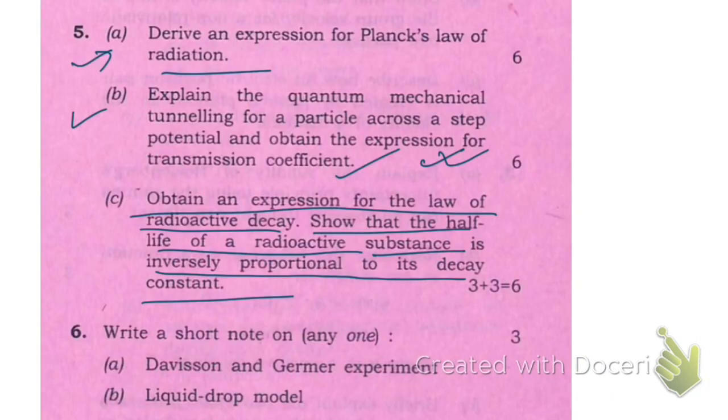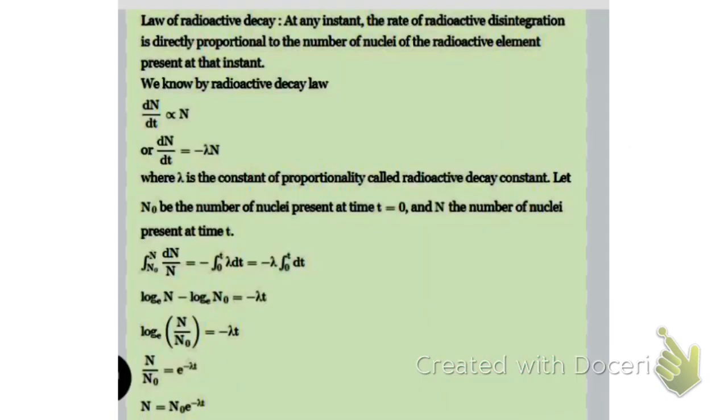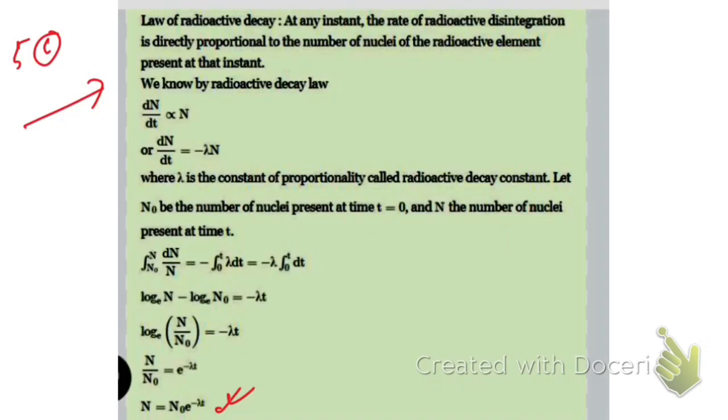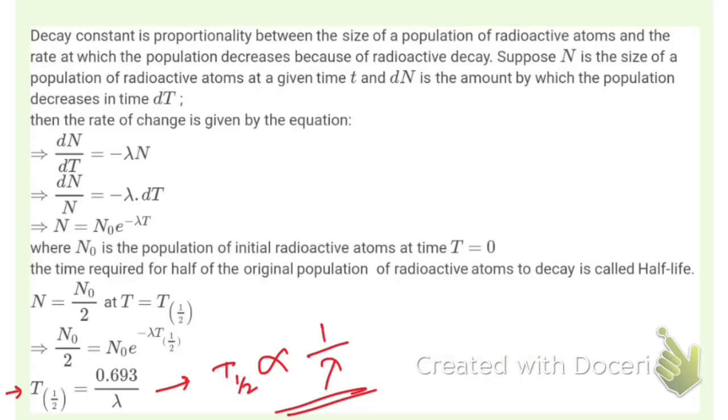So here you see, question number 5C answer. This is the 5C. This is the required expression for the law of radioactive decay. And here you see, from this expression, this implies that the half-life period is inversely proportional to the decay constant, right? Hope you have understood this. So take the screenshot of this slide and this one.